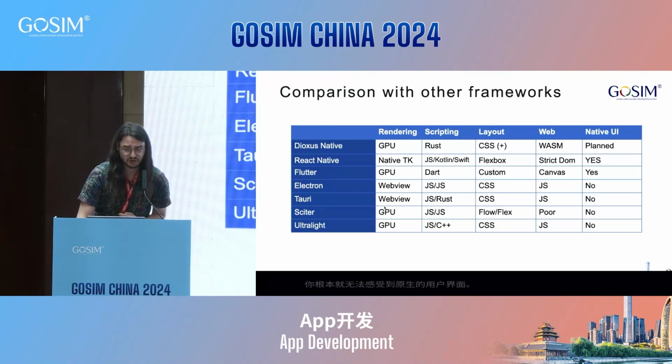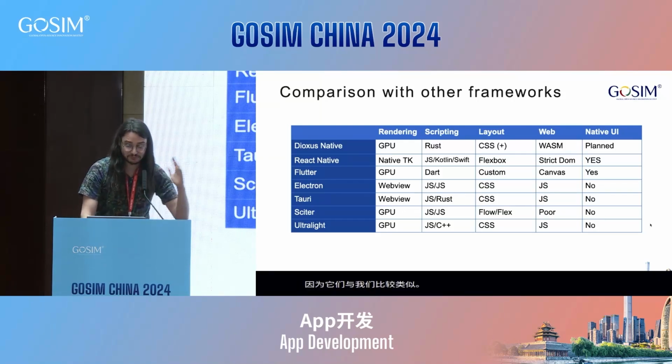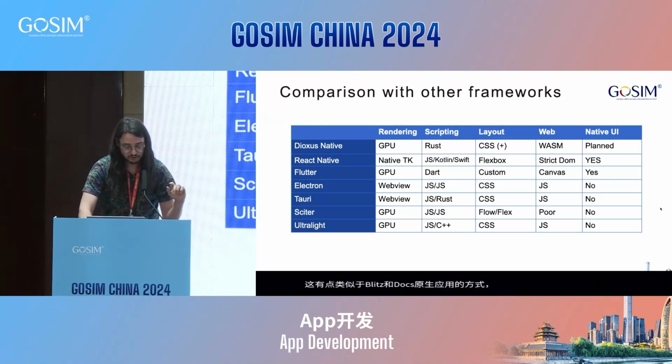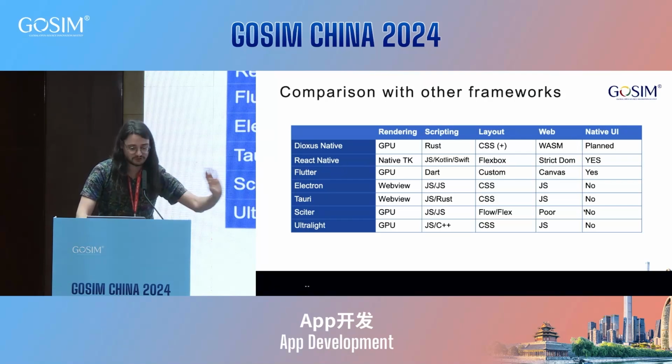So there's this thing called Sciter that a lot of antivirus programs seem to use as their UI for some reason, which is doing a similar thing to Blitz and Dioxus Native in that it's using web APIs. In fact, they use JavaScript as well. But they don't have quite standard CSS. They do for CSS2 stuff, but not for Flexbox. And they're also closed source, so that puts them in a different category.